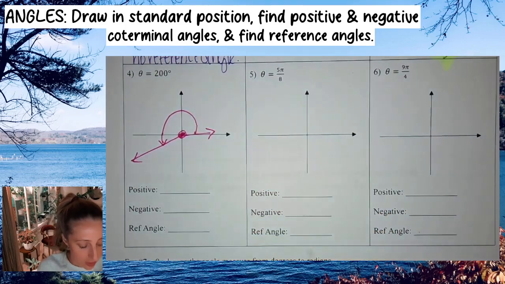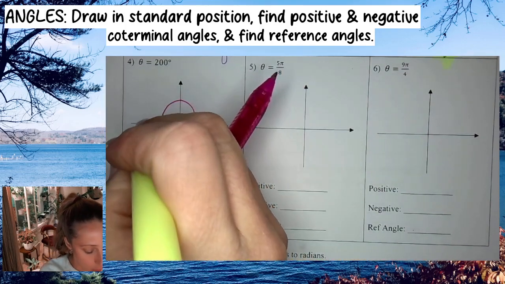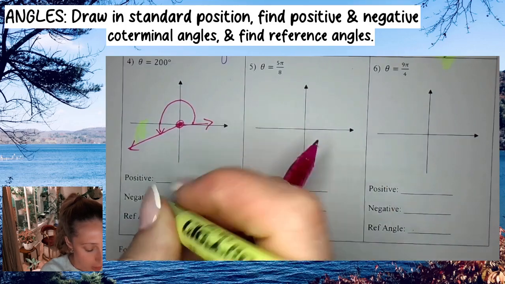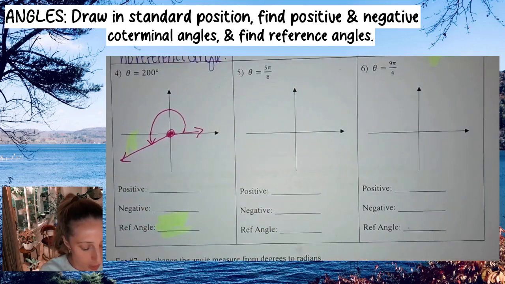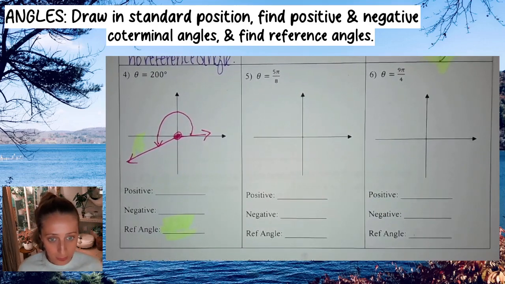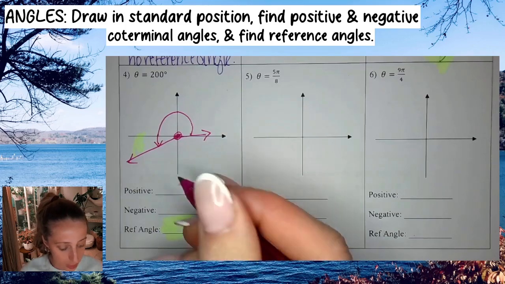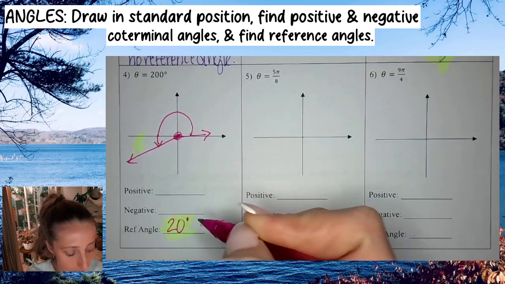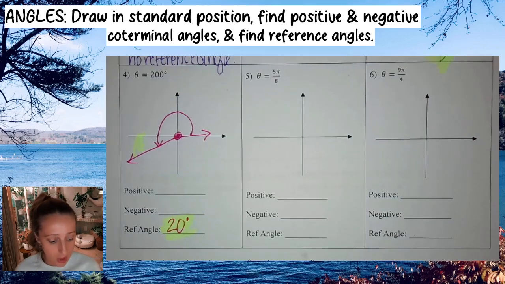For instance, since I know I just went 20 degrees further than the 180 degree mark, and I know my reference angle is how far away my angle terminates from my closest x-axis, then I can mark that my reference angle is in fact 20 degrees, positive, acute. Check, check, winning at that.